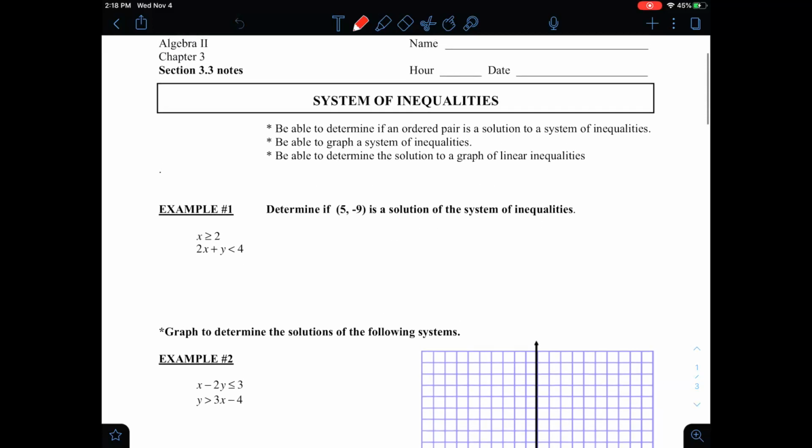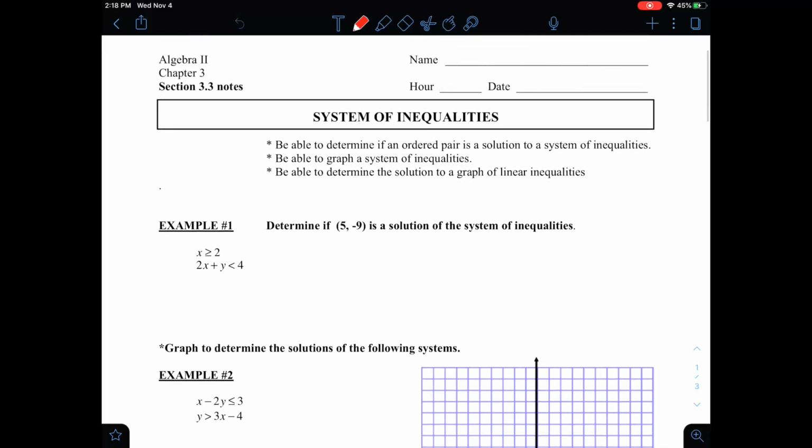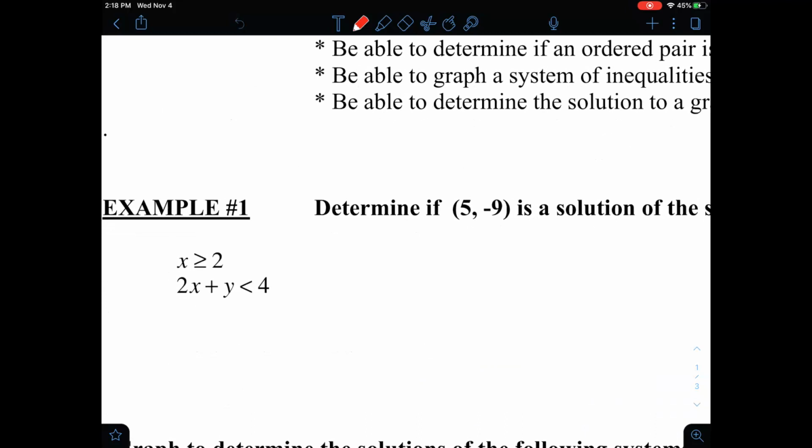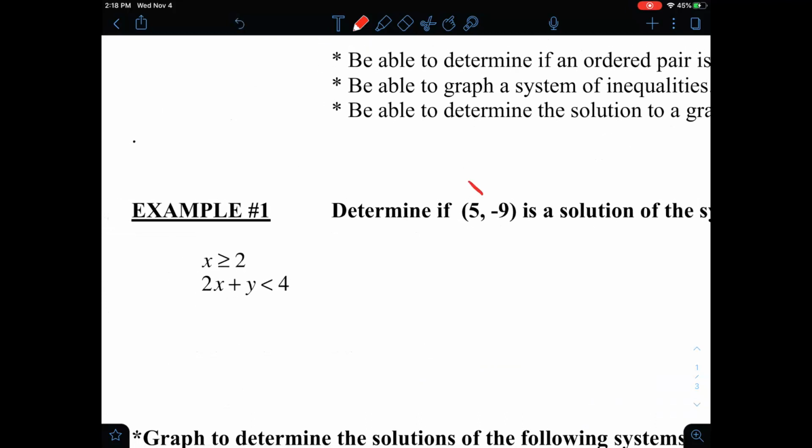Example 1 says determine if (5, 9) is a solution to the system of inequalities. If it's a solution, it should be true for all inequalities. So we're going to plug this in for x and y. Why don't you go ahead and pause the video, see if you can do that real quick.